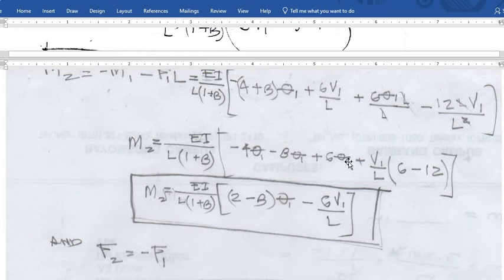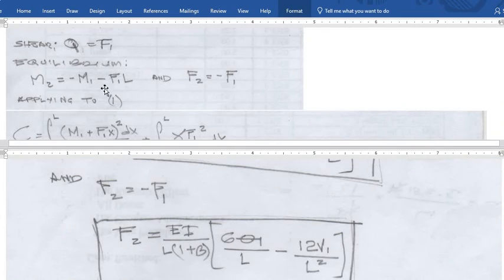These 3 terms, theta 1 is common. Okay? So, let's factor out theta 1. So, 6 minus 4 now becomes 2, and negative beta is retained. Then, 6 minus 12 will give you negative 6. Okay, so you'll notice that this term has been rearranged again. Theta 1, or the rotation, comes first, followed by the term involving the displacement v1.